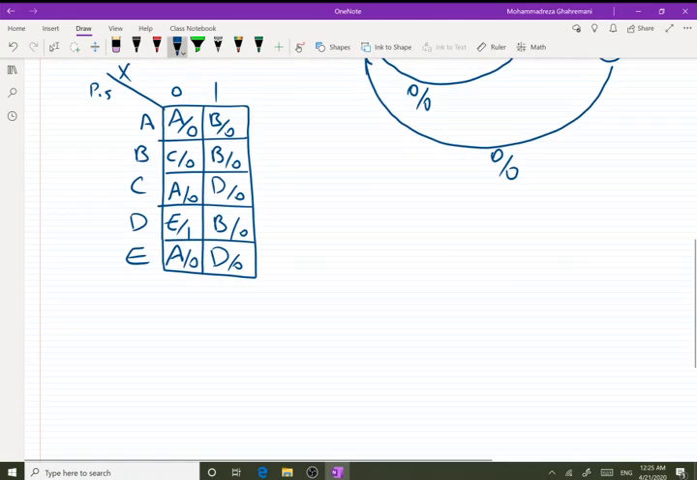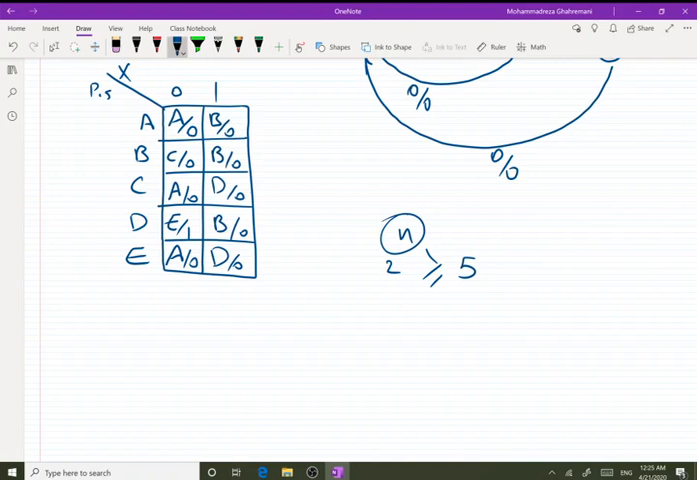Okay, now that we reach this point, we have a state table. We have 5 states, so we need 3 flip-flops because 2 to the power of n should be greater than or equal to 5. We're looking for the smallest n. So the smallest n is 3, so we need 3 flip-flops before reduction.